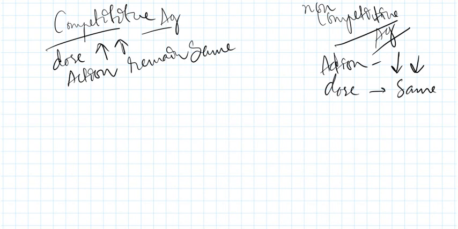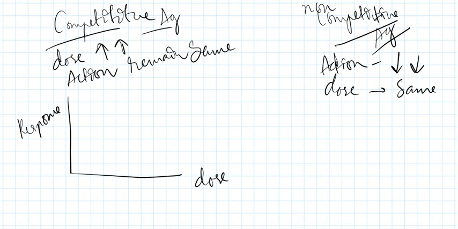right? So if we draw a graph, this is the response, this is the dose. In this, the dose remains the same, the dose increases, right? Previously at this dose it produced the effect, but after binding of the antagonist, the dose gets increased but the effect remains the same. That means efficacy remains the same.